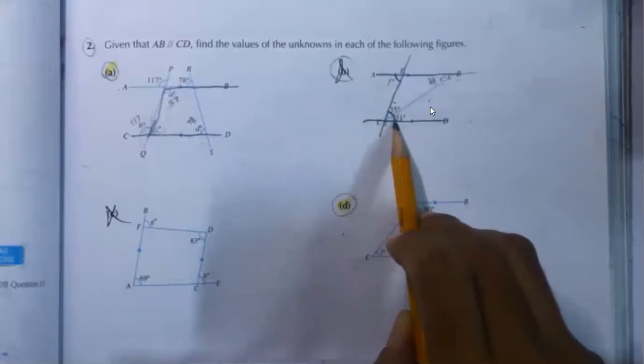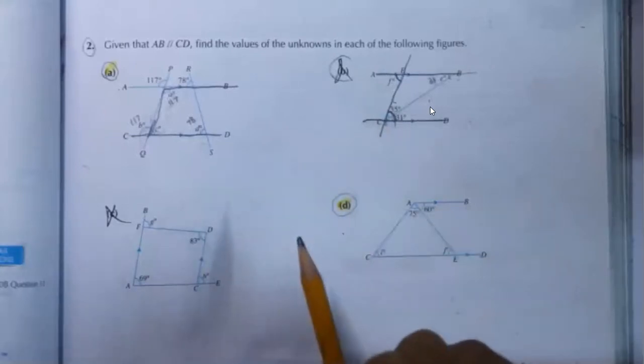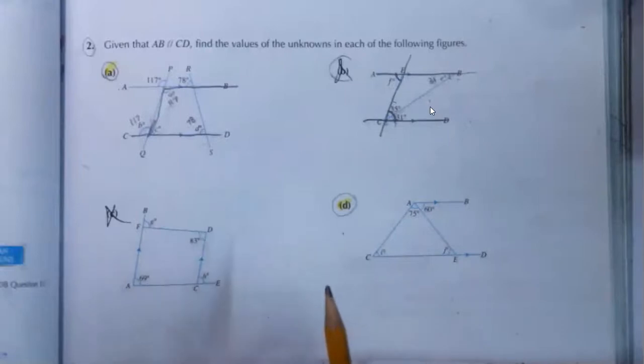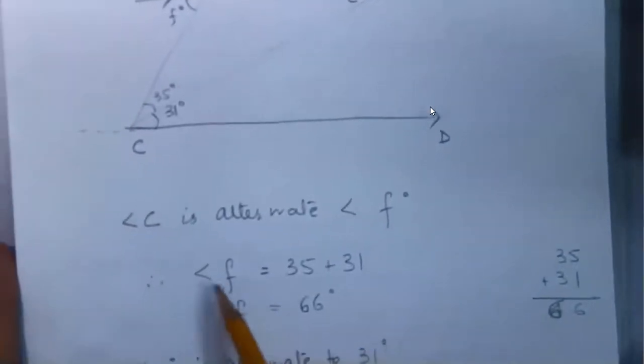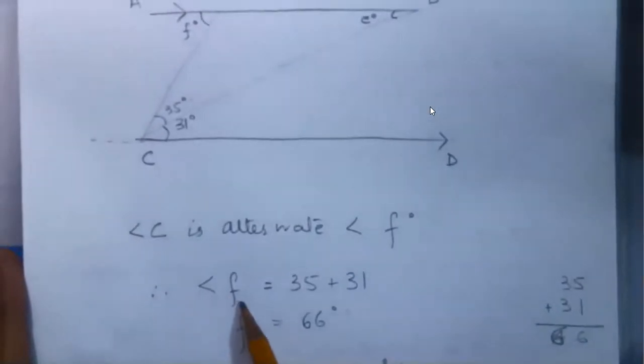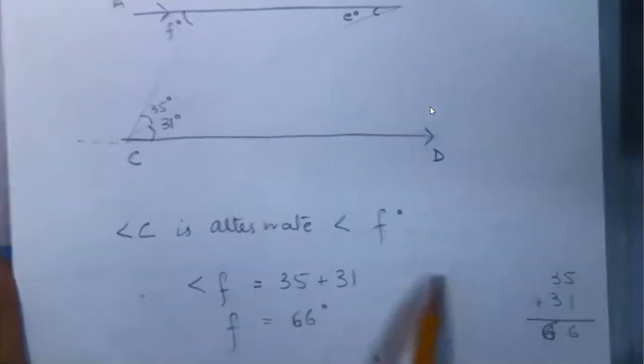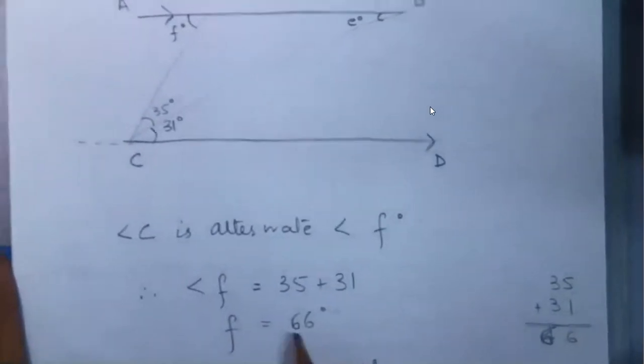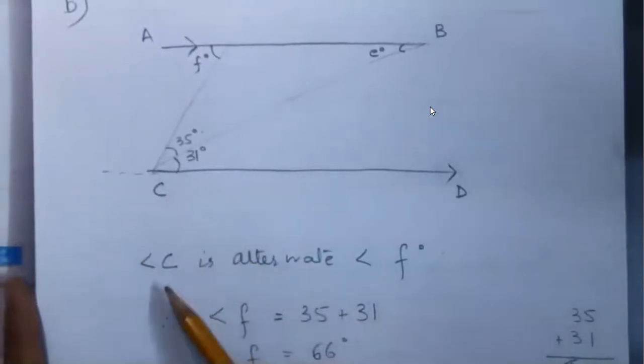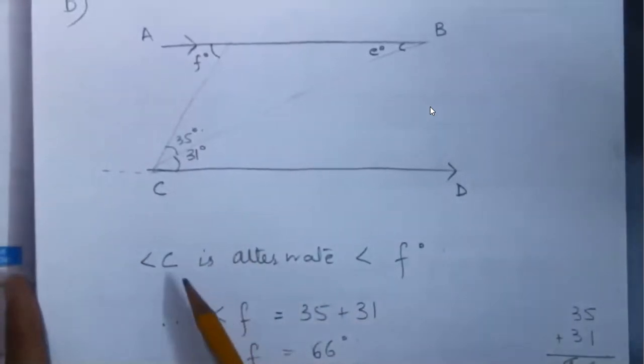Did you understand, Sabia? Yes, teacher. So then what should be the equation? Angle F equals 35 plus 31. So F is 35 plus 31, which is 66. Yes, right? So I wrote down that angle.